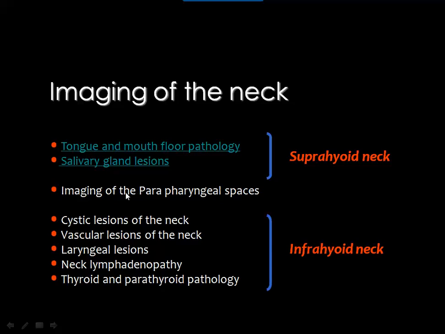And you remember we have tackled this subject, which is imaging of the parapharyngeal spaces as a separate entity. You know, the parapharyngeal space has a component above the hyoid bone and another component below the hyoid bone. So I prefer to have this subject as a separate entity.